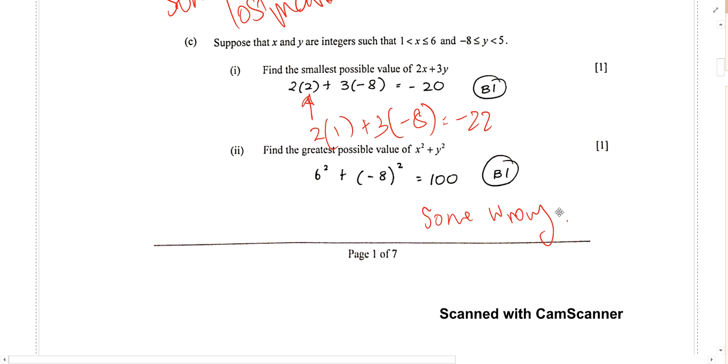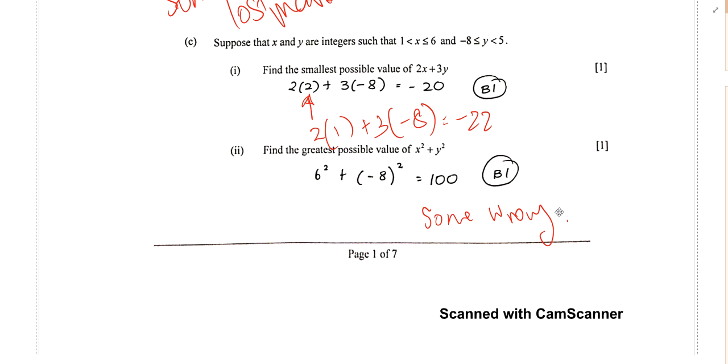Okay, next. Find the smallest possible value of 2x plus 3y. We did quite a few examples on this already. To find the smallest possible value, I need the smallest x plus the smallest y. So the smallest x in this case will be 2, because x cannot be equal to 1. Some of you put 1 over here, so you get the answer wrong. So the answer should be negative 20.